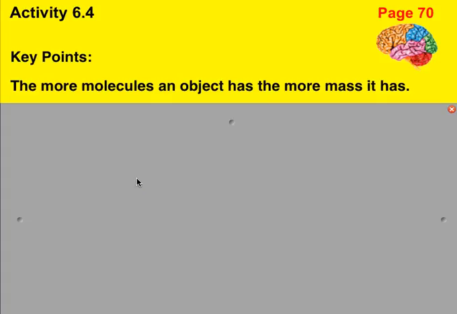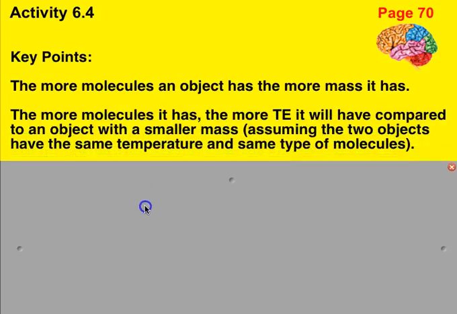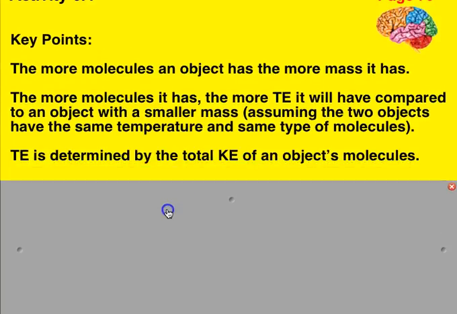Now here are some key points. The more molecules an object has, the more mass it has, correct? The more molecules it has, the more thermal energy it has compared to an object with a smaller mass. Assuming, and this is important, that the two objects have the same temperature and the same type of molecules. So when we're comparing a smaller object and a larger object, we have to assume that they have the same temperature if we're going to pick out which one has more thermal energy. And they have to have the same type of molecules, so they have to be the same object. Now, thermal energy is determined by the total kinetic energy of an object's molecules.